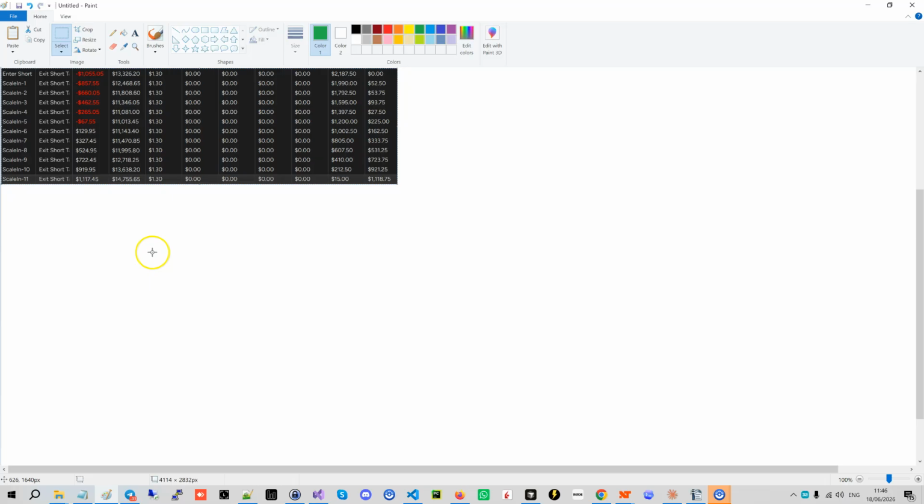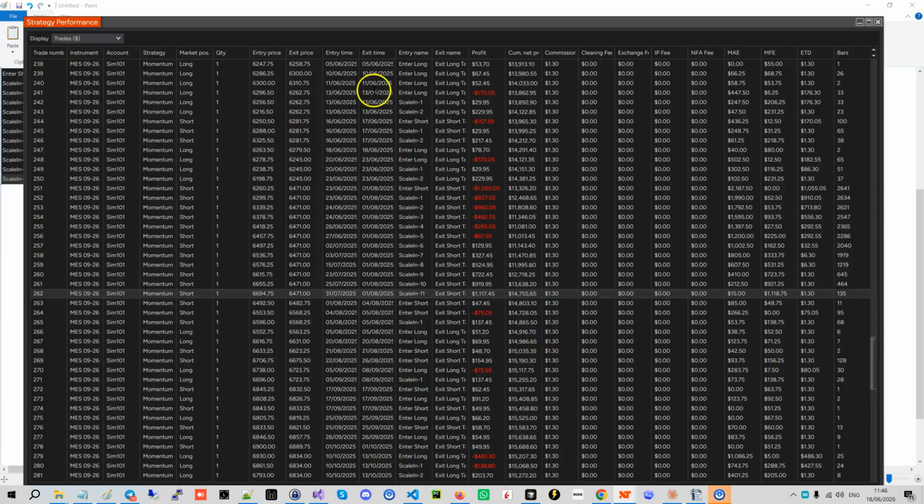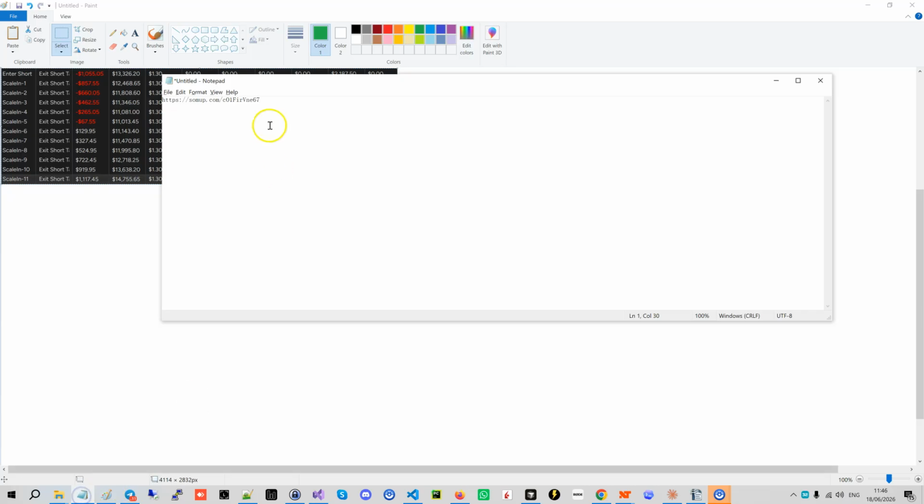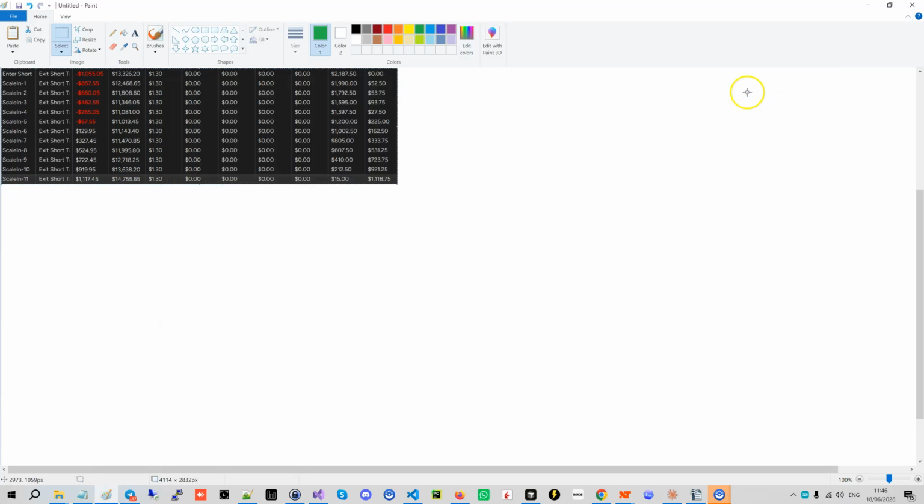Okay, so if we look at the MAE starting from 2,187, so roughly 2,000, 4,000, 6,000, 7,500, 8,509, 10, 11, 12, 13, let's say roughly 14,000 drawdown.